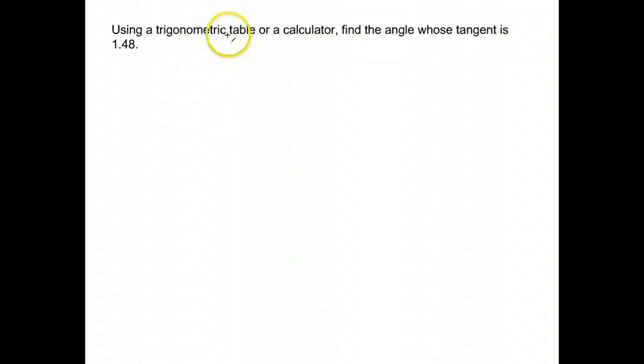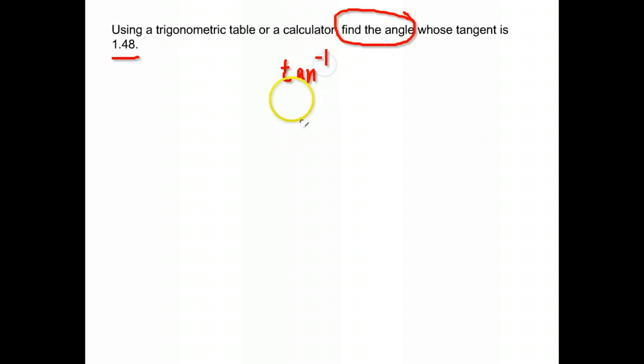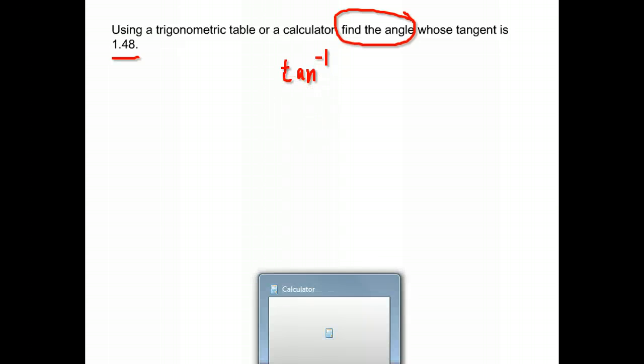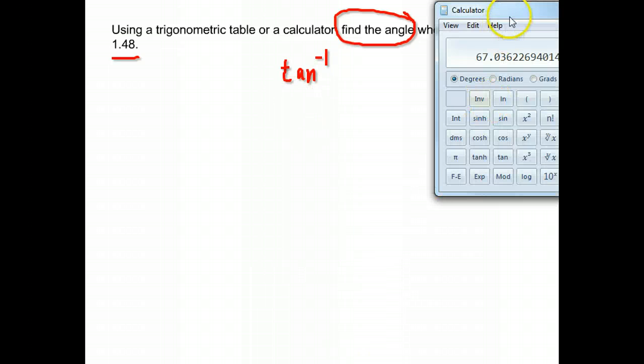So here we have, using a trigonometric table or a calculator, find the angle whose tangent is 1.48. Now notice here they said find the angle and not find the tangent. We are going backwards, which means we're doing the inverse tangent. And on your calculator it will look something like this. I'll show you with the one that's on my computer what that looks like.